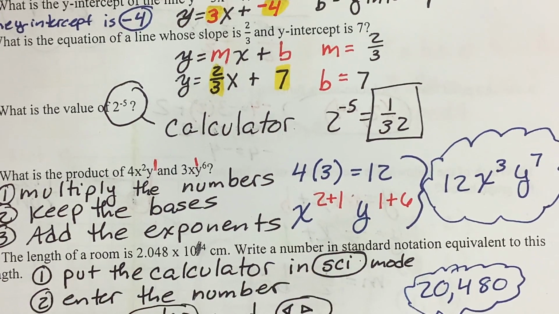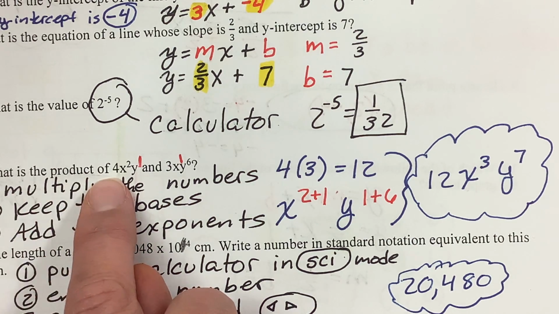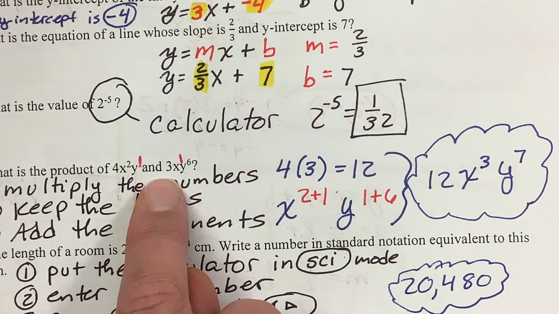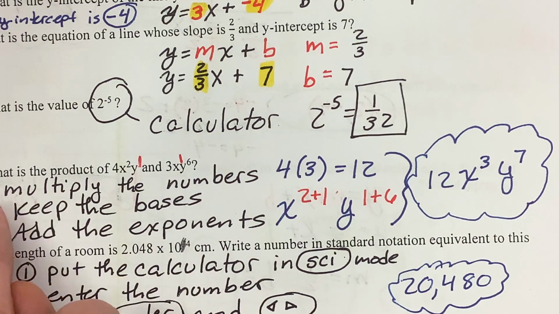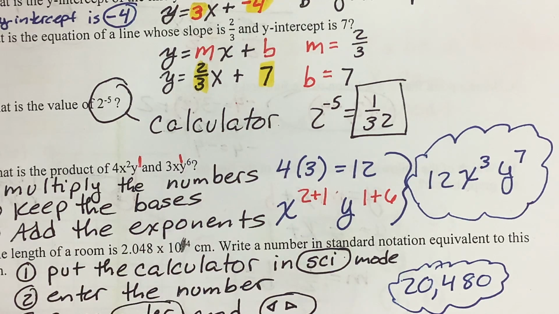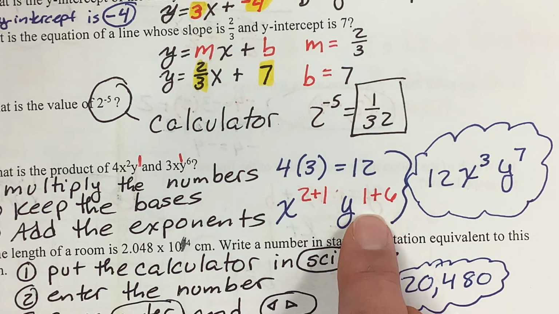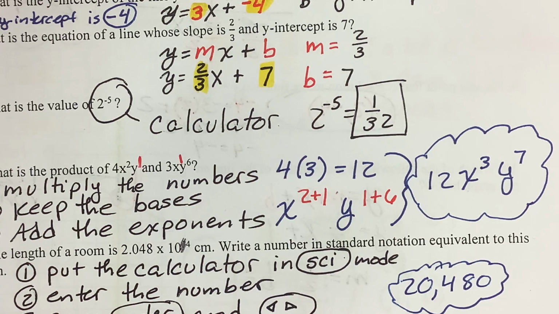All right. For the next problem, let's just take a look at this. This is the product of 4x squared y and 3x y to the 6th. So it is multiplication because the word product means multiply. So you're going to multiply the numbers. 4 times 3 is 12. Add the exponents, keep the base. So there's 2 different bases, so you add the exponents for the x and you add the exponents for the y. Now you also need to remember that when there's no exponent, you put your own. You put the number 1. And you should get 12x cubed y to the 7th.